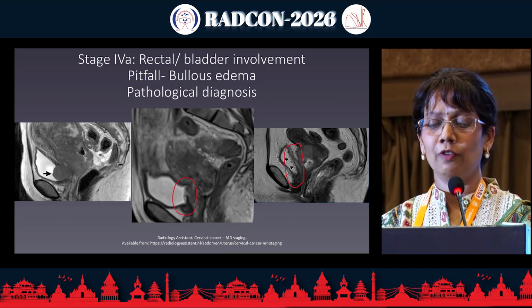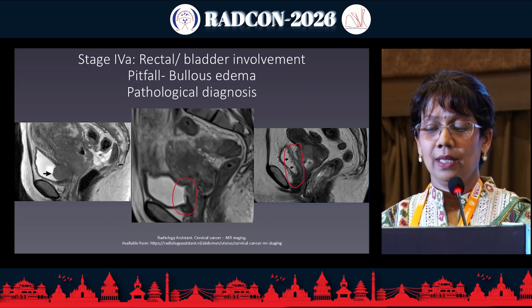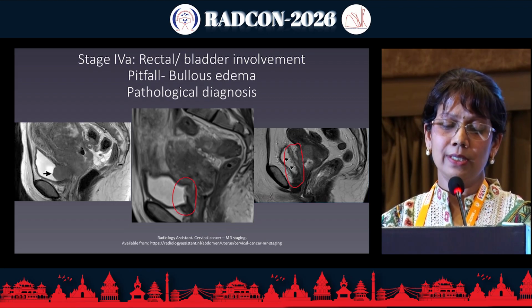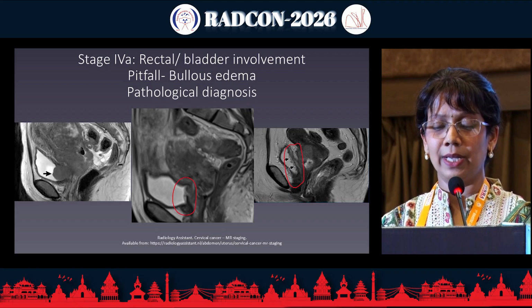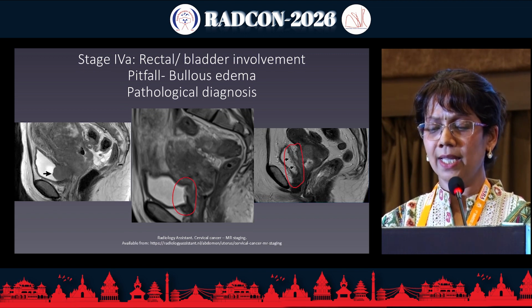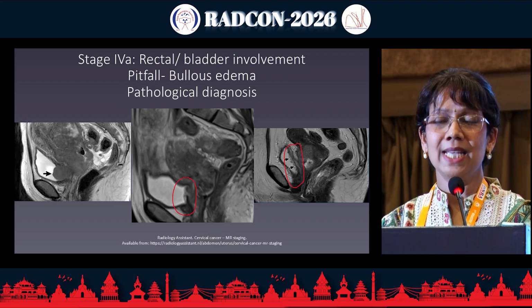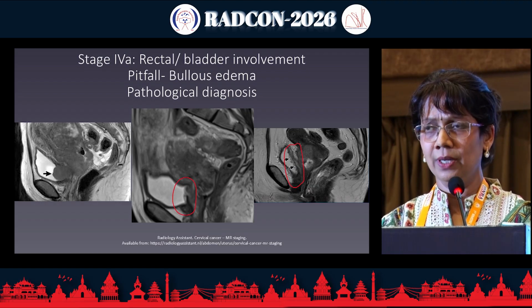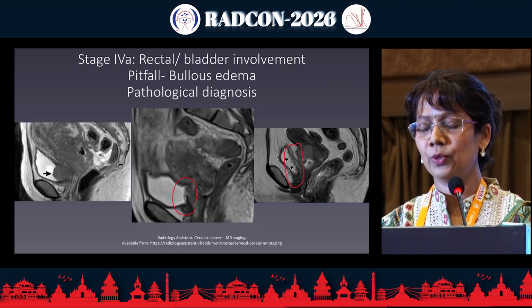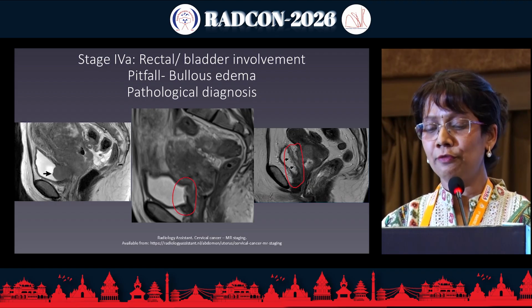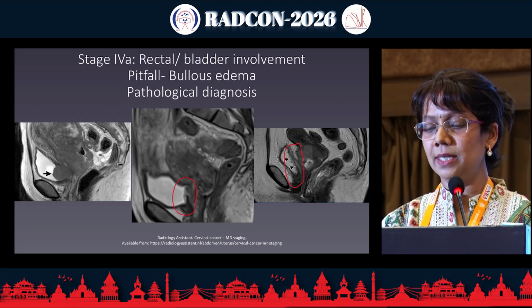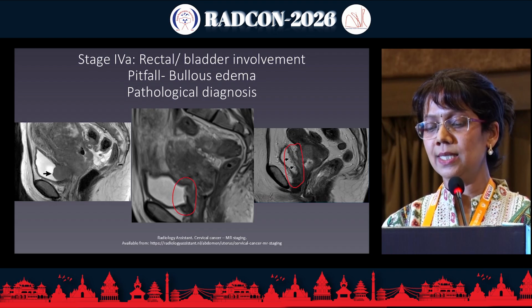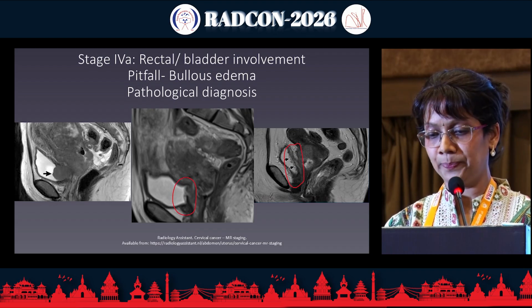Stage 4A is involvement of the rectum or bladder. So here in this first sagittal T2, we can see a mass extending into the bladder, which is contiguous with the cervical mass, and the hypointense bladder wall is obliterated. While the second shows a pitfall, which is bullous edema occurring due to the extrinsic pressure of the mass, or it may even be due to the actual invasion, and it has to be confirmed pathologically. So this is seen as a hyperintense laminated appearance with a preserved hypointense line of the bladder wall.